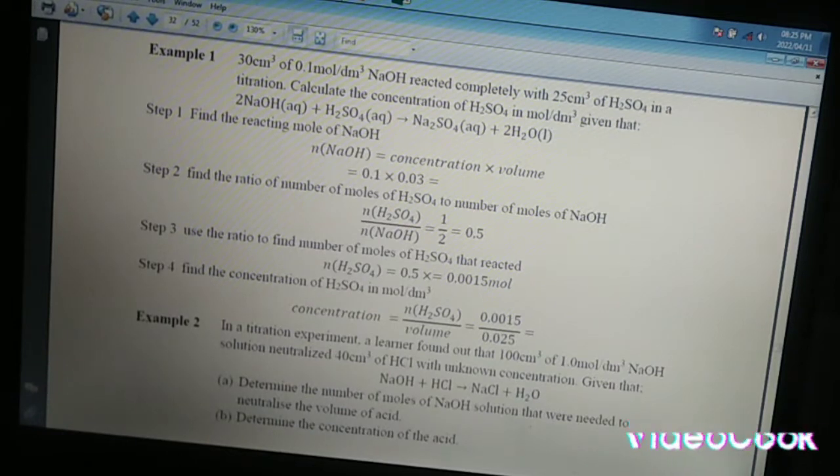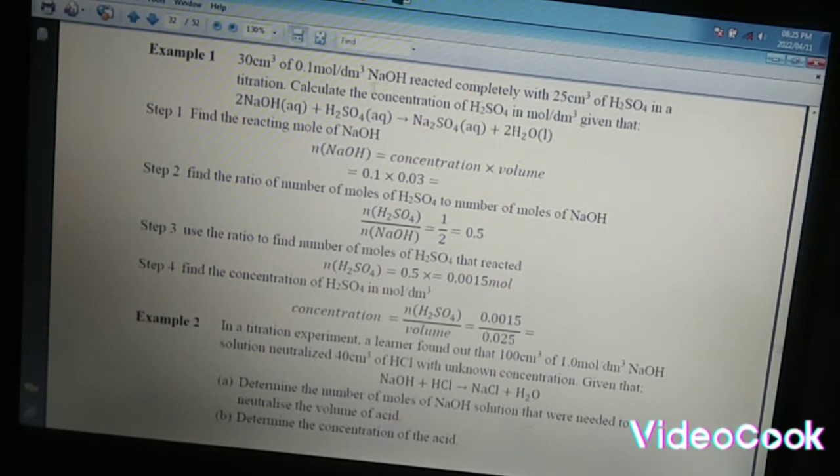So for our example here, we have 30 cubic centimeters of 0.1 mole per cubic decimeter of sodium hydroxide, meaning we know the concentration and the volume of sodium hydroxide, which is going to react completely with 25 cubic centimeters of our sulfuric acid. We are going to do this in a titration experiment, and the question wants us to calculate the concentration of sulfuric acid in moles per cubic decimeter. So what are we going to do?